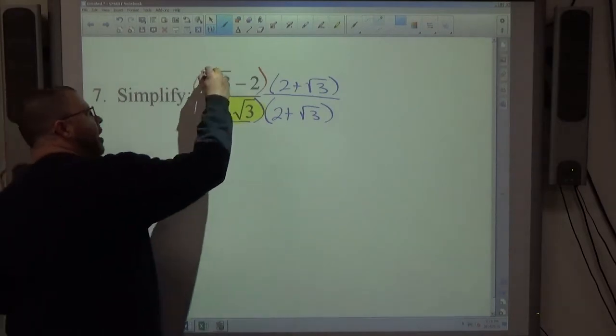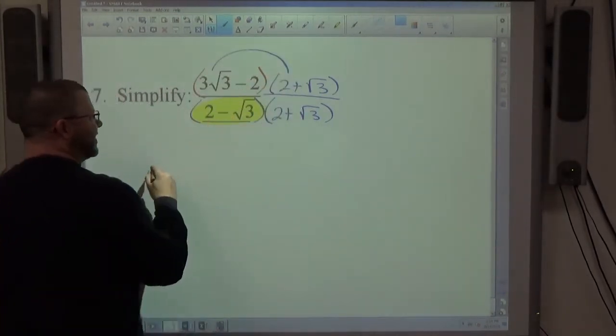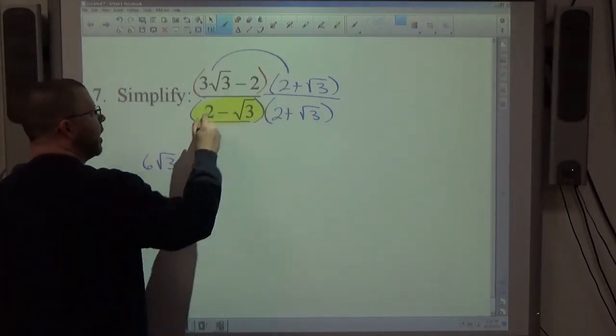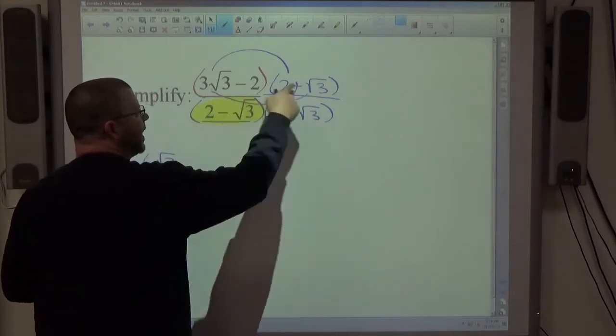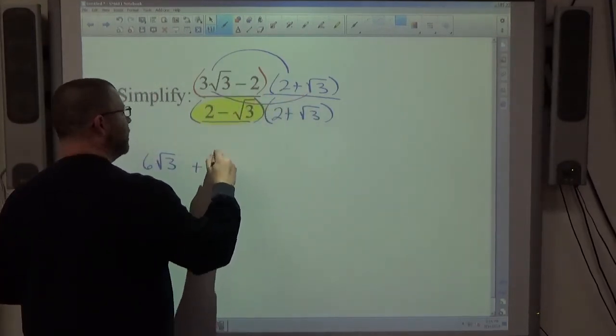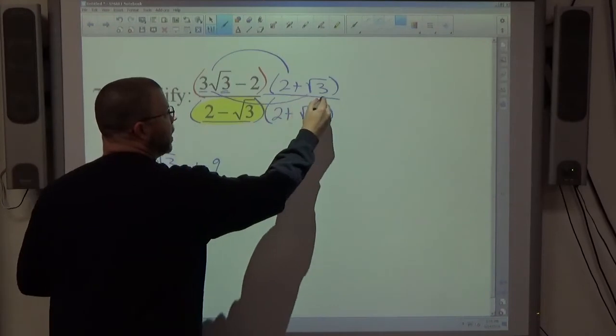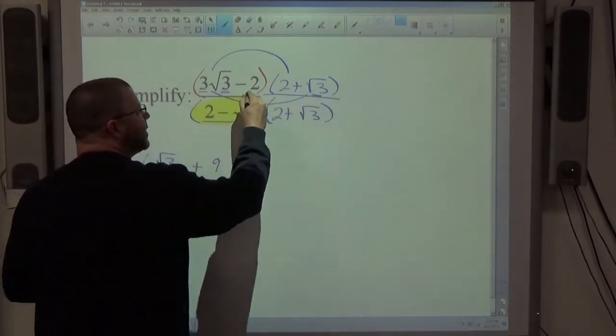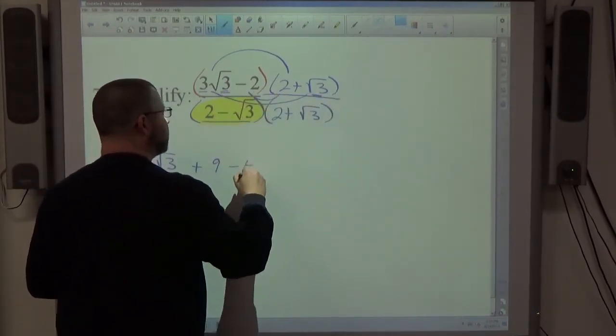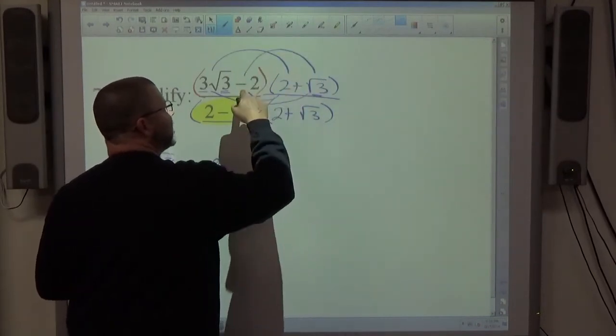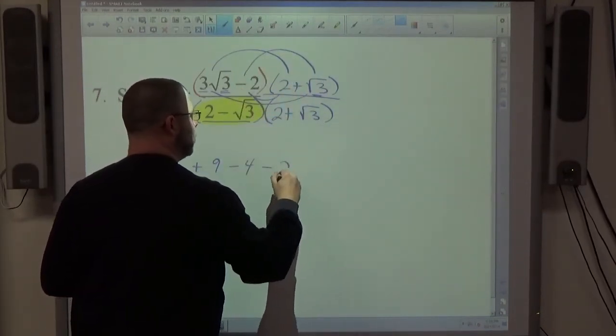So, first times first on top makes 6 times the square root of 3. Outside times inside, 3 times 3 makes plus 9. 3, and then square root of 3 times the square root of 3 makes 3. Inside times inside, negative 2 times 2 makes minus 4. Last times last, negative 2 times the square root of 3 makes minus 2 times the square root of 3.